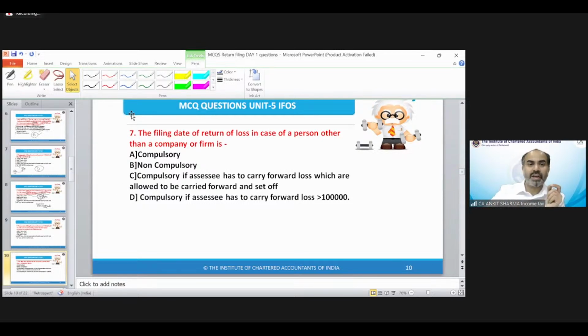If you want to carry forward your losses, etc., then you have to file your return of income. So compulsory, no compulsion. Non-compulsory, that is not an answer. But compulsory if assessee has to carry forward losses which are allowed to be carried forward, that is the correct answer in this case.